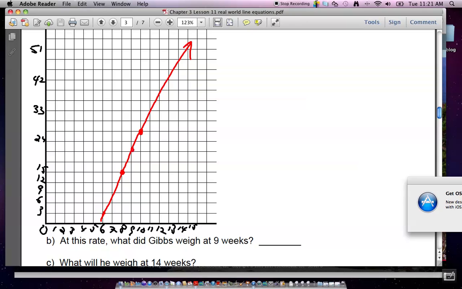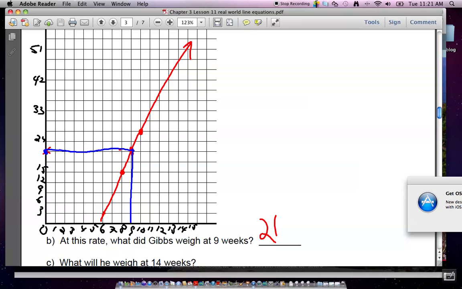Well, at 9 weeks, he's right here. And if I go over to here, what's my magic number at 9 weeks? How many pounds? 21, very good. So at 9 weeks, Gibbs weighed 21 pounds. Once again, watch it, ready? Let me use a different color here. Everybody watch so that you don't miss this, Gabby. At 9 weeks, I go to 9 weeks, I go up until I hit the graph, then I go over, and that puts me right here. 15, I'm going by threes, 15, 18, 21. So it's 21 pounds, okay?